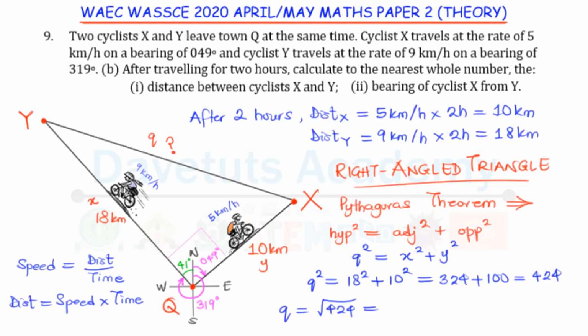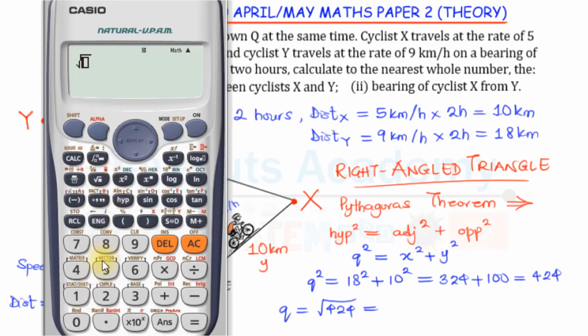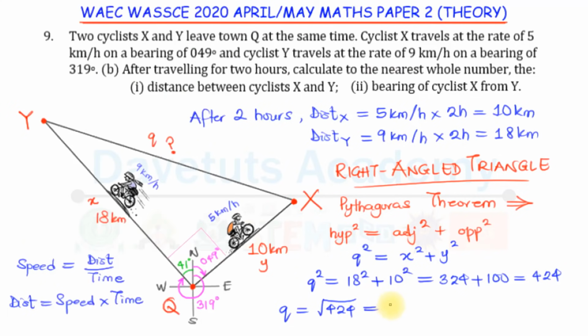So how do you find the square root of 424? We go to our calculator and press square root of 424. This is 2 root 106, but I want to express it in decimal places. So this is 20.5913. But look at the question. We're told to calculate to the nearest whole number. So we need to approximate this to the nearest whole number, meaning that we don't want any decimal place there.